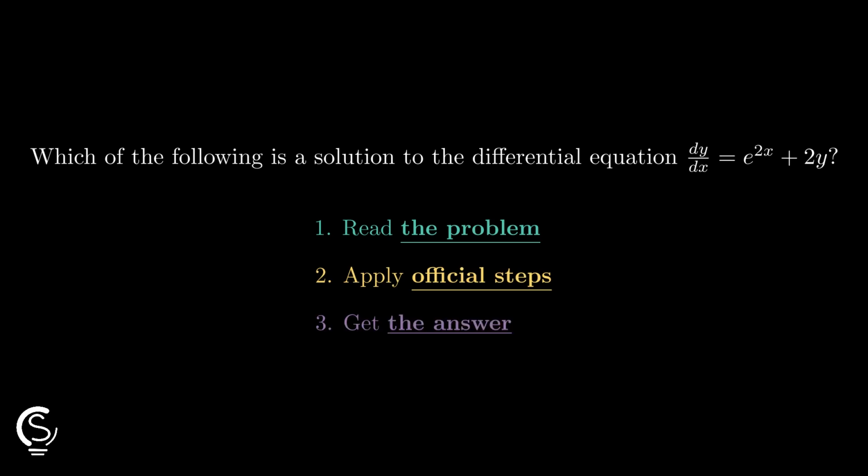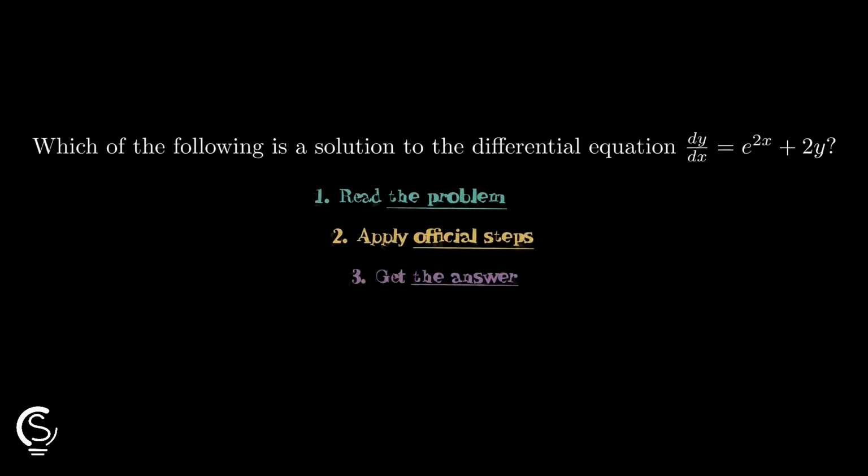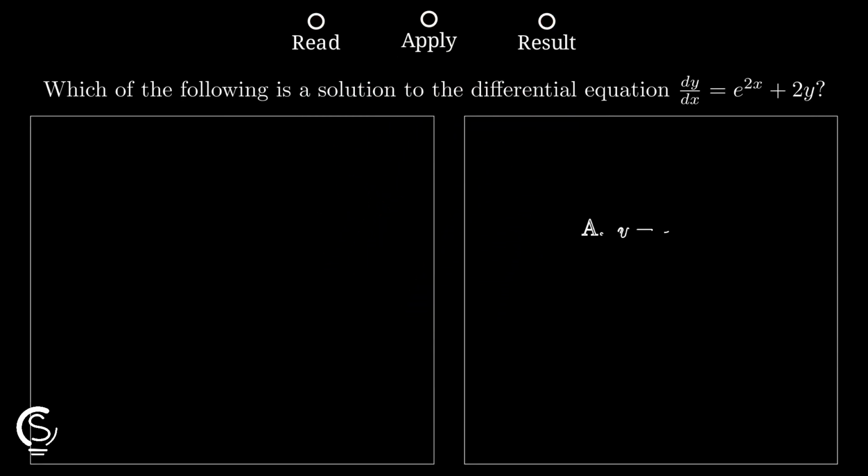I got your back. Differential equations get easy fast when you test structure carefully, because one option will actually satisfy y prime equals e to the 2x plus 2y. First, rewrite the equation as y prime minus 2y equals e to 2x, so it is a linear differential equation in standard form and ready for an integrating factor.